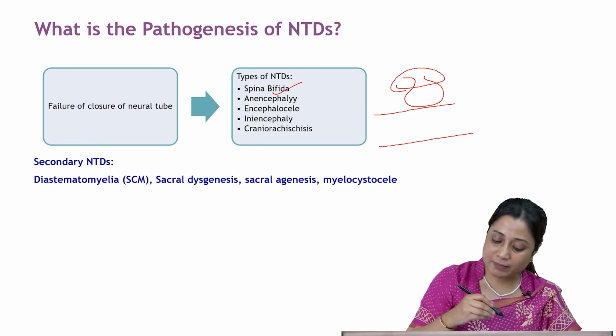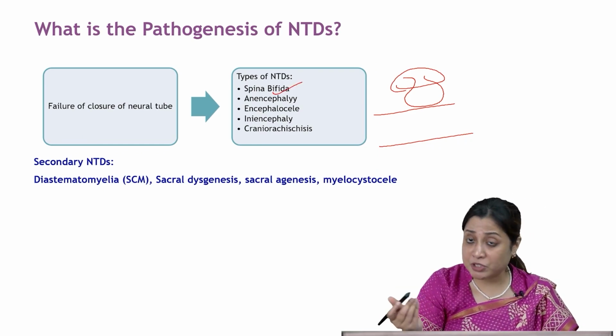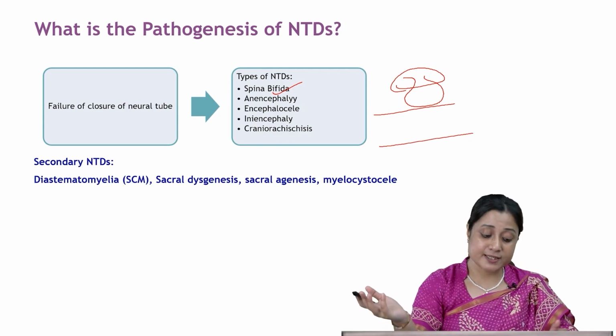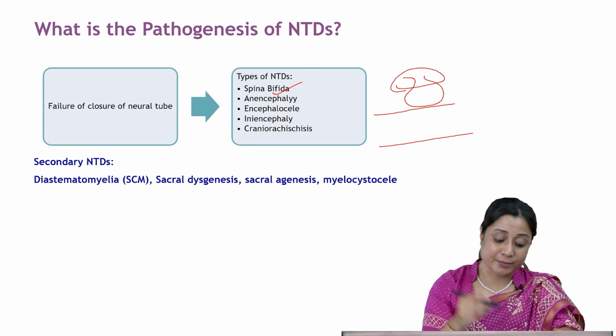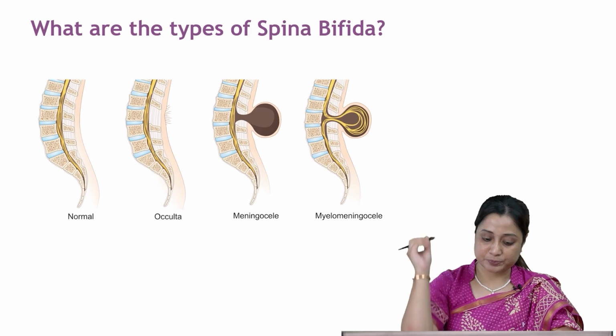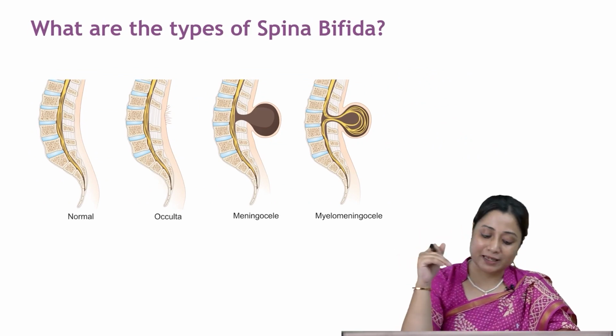The most common is spina bifida. Others can be anencephaly, which are much more severe forms, encephalocele, and craniorachischisis. The secondary neural tube defects can be diastematomyelia, sacral dysgenesis, sacral agenesis, and others. We concentrate on spina bifida.